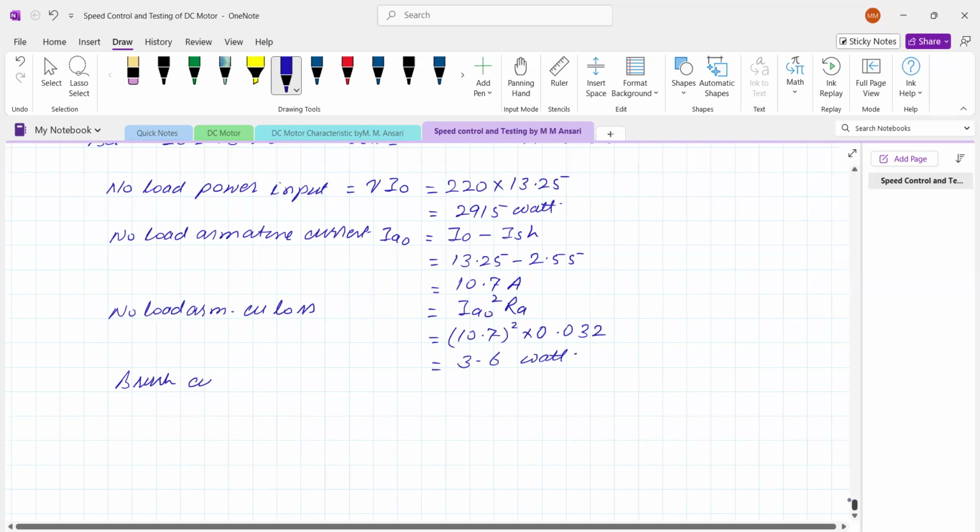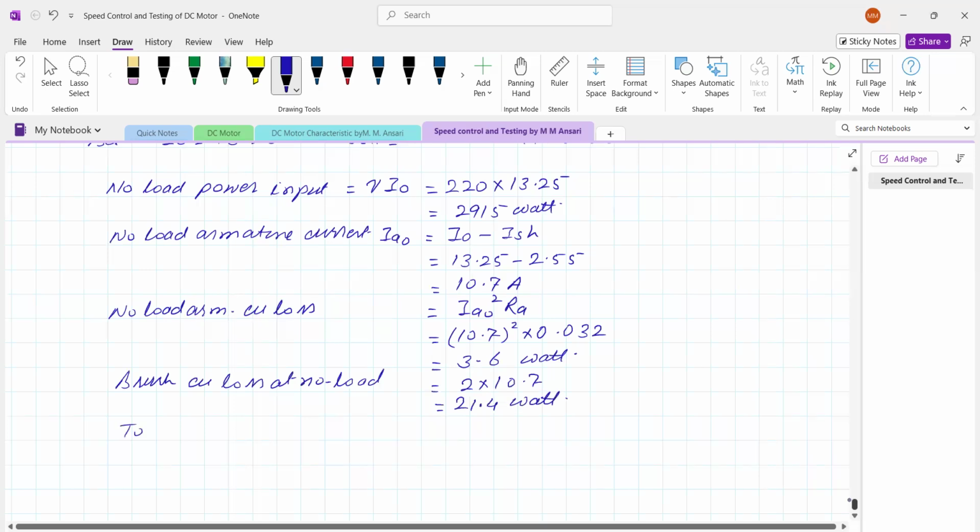Brush CU loss, or the power loss in the brushes, is 2 volt multiplied by the current 10.7. The same current is going to flow through the brushes. So brush copper loss at no load, it is very important, at no load, is equal to 21.4 watt.